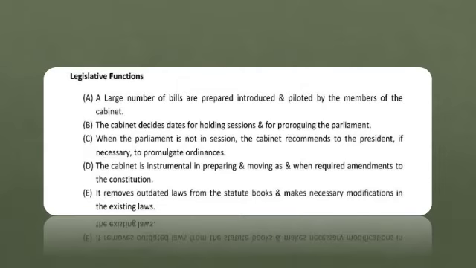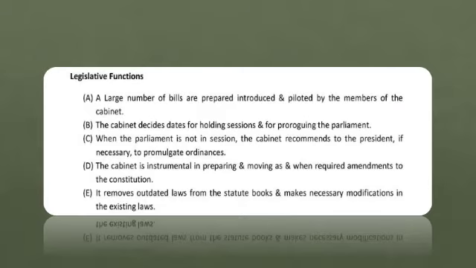Legislative functions. This is very important. A large number of bills are prepared, introduced and piloted by the members of the cabinet. The houses are summoned by the President, but initiative in this matter is taken by the Ministry of Parliamentary Affairs only. The cabinet also prepares the President's special address to the Parliament.